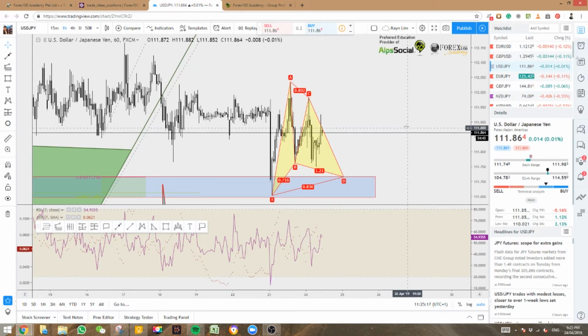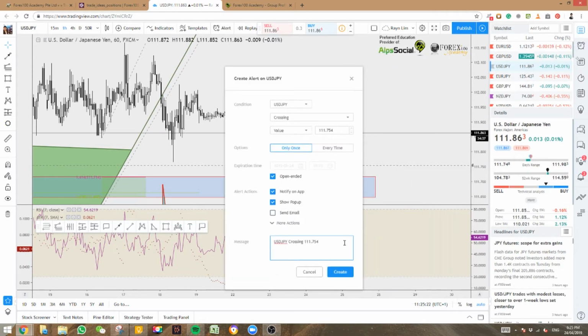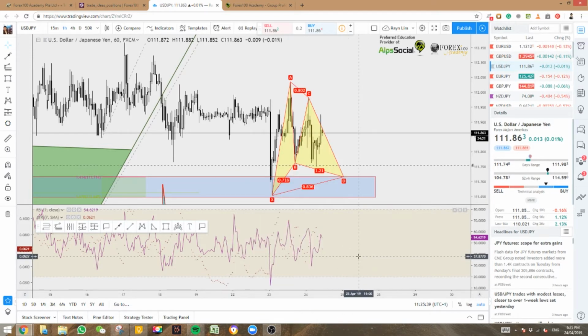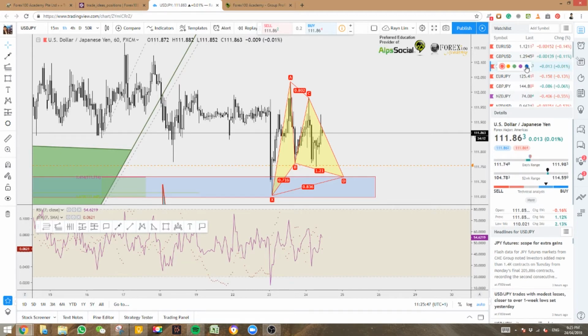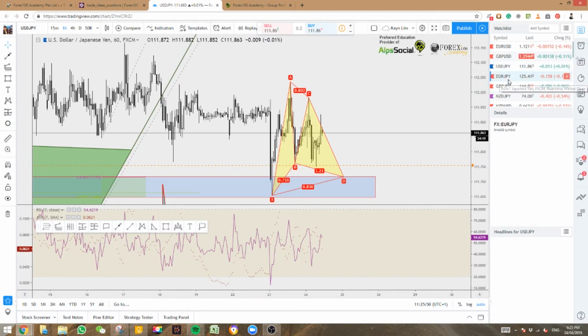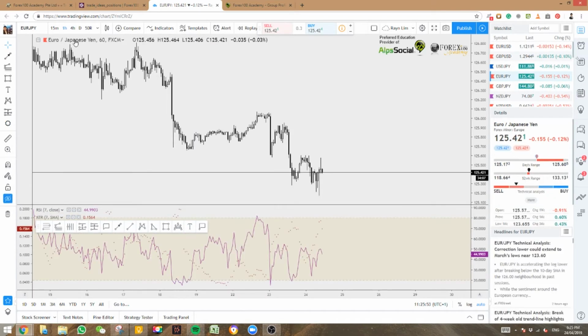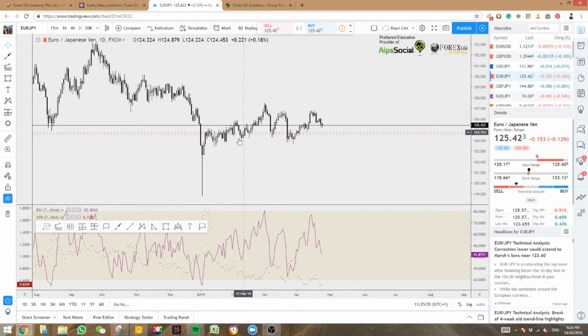So I'll just set an alert. H1. So this is my shortcuts code. So at a glance on the watch, I will know what I'm looking for. So great trading opportunity over here. So I'll be changing the color. So that's that. Let's head down to Euro Yen on the daily chart.